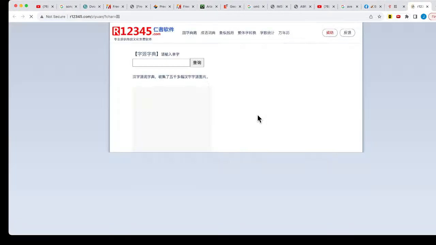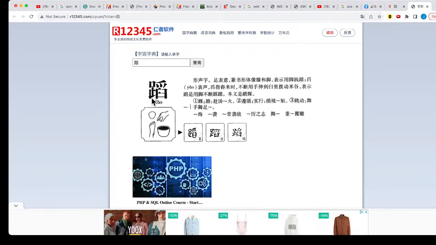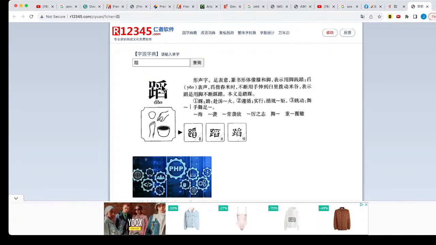Let's take a look at it. Of course, because they're stomping the foot, they put a foot right there. And then they use the word called 舀. And 舀 means what? 舀 means 春米.